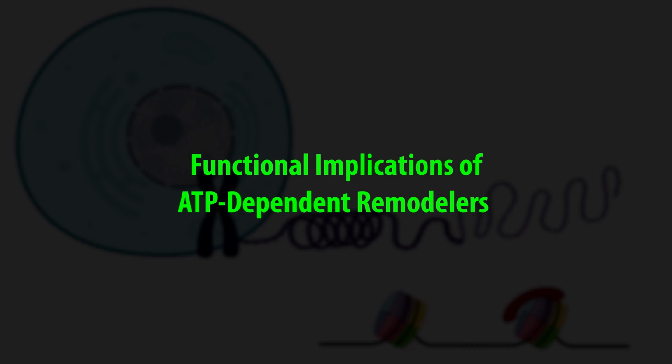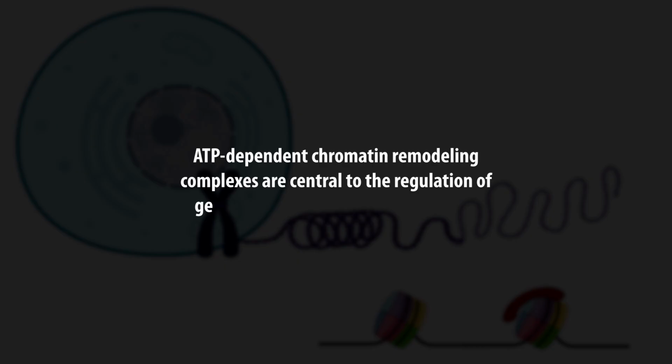The sixth one is the functional implication of ATP-dependent remodelers. ATP-dependent remodelers are pivotal in gene regulation, development, and disease. ATP-dependent chromatin remodeling complexes are central to the regulation of gene expression and genome stability. By repositioning, ejecting, or replacing nucleosomes, these complexes provide dynamic access to DNA for transcription, replication, and repair.